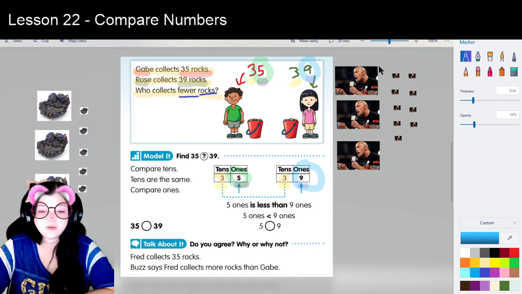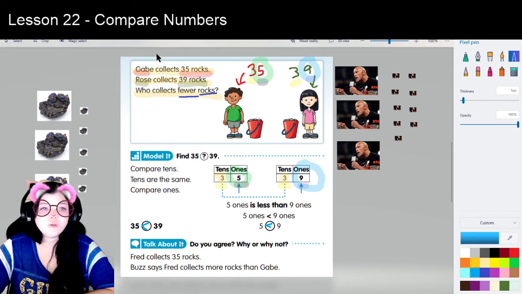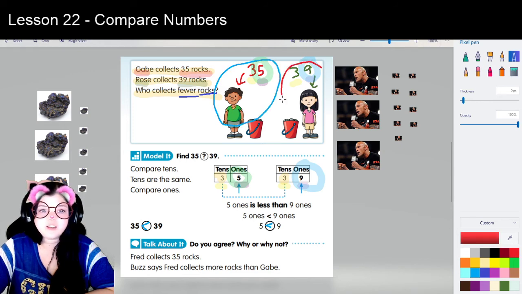It's the greater number. So we know that 5 ones is less than 9 ones, which means that 5 is less than 9, which means 35 is also less than 39. That means Gabe has fewer rocks than Rose, because Gabe had 35 and Rose had 39. And the alligator always eats the bigger number. Chomp, chomp.